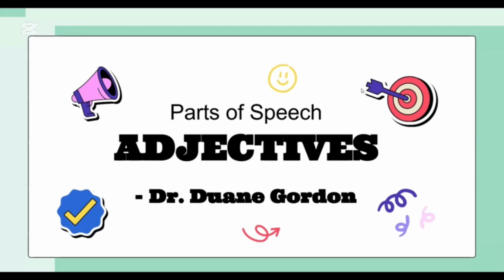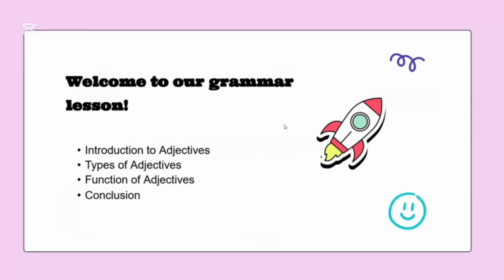Today, we're going to look at an element of the parts of speech in a sentence, and that is adjectives. Specifically, we deal with adjectives today, and then in other lessons, we look at other parts of a sentence that make up the parts of speech. We're going to look at types of adjectives, the function of adjectives briefly, and then we conclude.